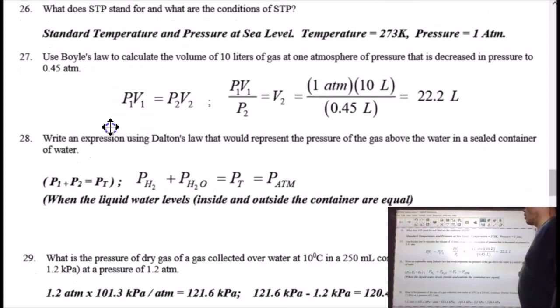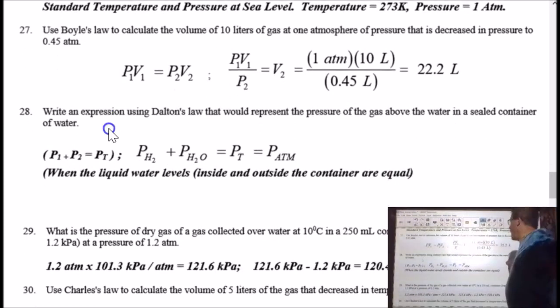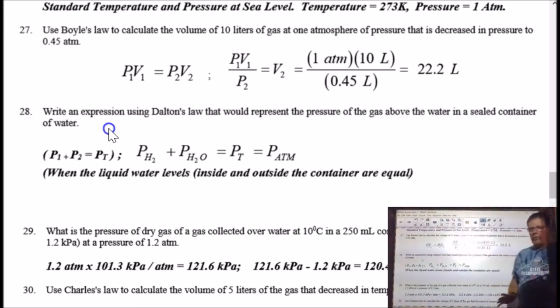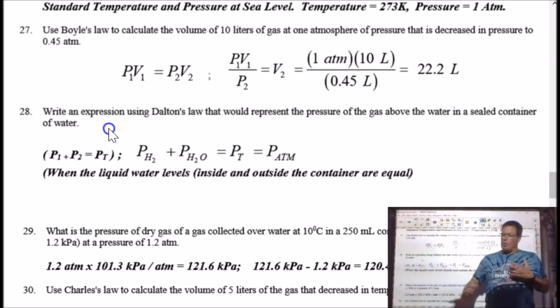27. Use Boyle's law to calculate the volume of 10 liters of gas at 1 atmosphere when the pressure is decreased to 0.45. So we have a before and after. I'm going to be honest with you, I'm not going to give you Boyle's equation, Charles' equation, all those things. You have to know those, but you should be able to derive them from PV equals nRT, and I think in a later problem I actually do that.